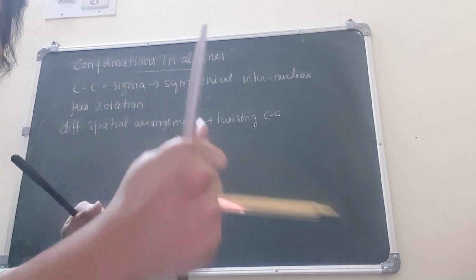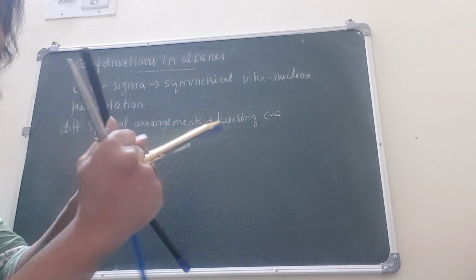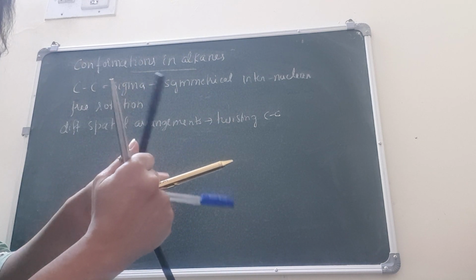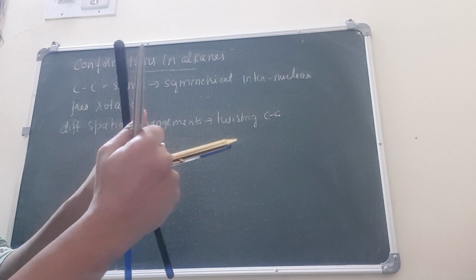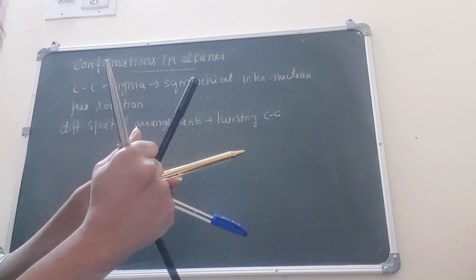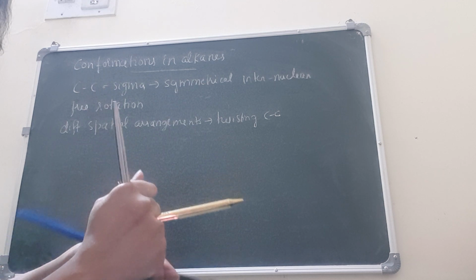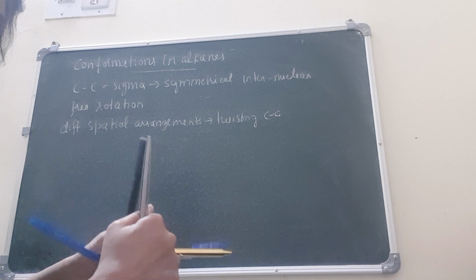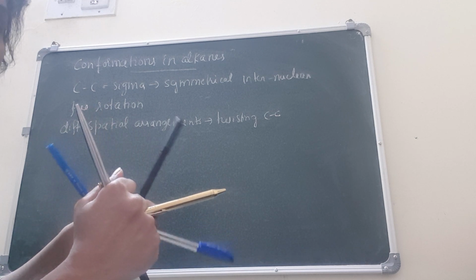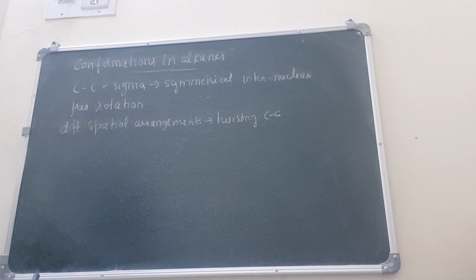So focus on this pen and this pen, or maybe this black pen. These two pens were parallel. Now if I rotate it like this, this is the maximum position, because if I go further, it's again going to be parallel, because this is going to come first, right? So it's something like that. So the next position is when they are perpendicular to each other, and that is what I call the staggered conformation.